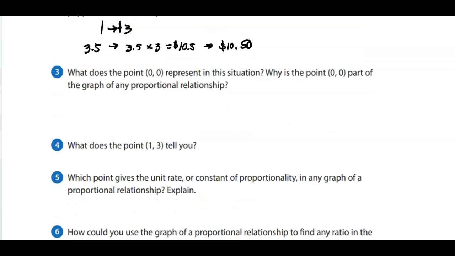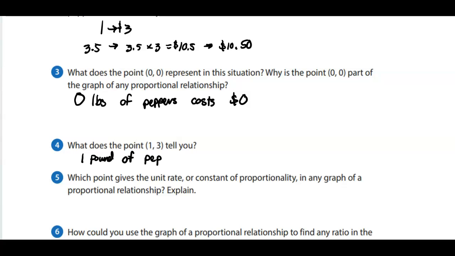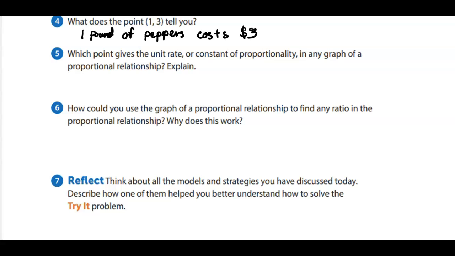What does 0, 0 represent in that situation? Well, 0 pounds of peppers costs $0. That makes sense. If I'm not going to buy any peppers, I'm not going to pay anything. What is the point 1, 3? Well, 1 pound of peppers costs $3.